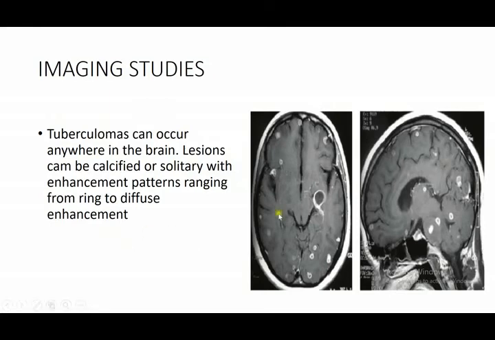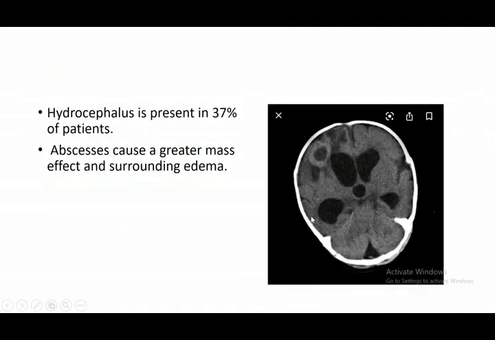Imaging studies, this is how tuberculomas look on MRI contrast study. Again, with tuberculomas or any mass, contrast study is preferred. You can see the lesions can be calcified, solitary, with enhancement patterns ranging from ring to diffuse. These are tuberculomas, all tuberculomas. Anteriorly, posteriorly, inferiorly, superiorly, supratentorial, infratentorial. Here you can see diffuse enhancement of the tuberculoma in the pons, while posterior to the pons you can see a ring enhancement. So it may be a ring type enhancement or sometimes diffuse enhancement, but these are all tuberculomas spread in the brain.